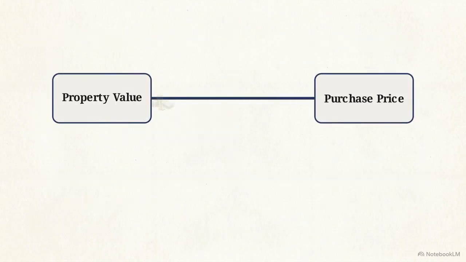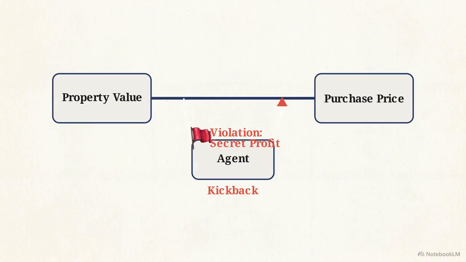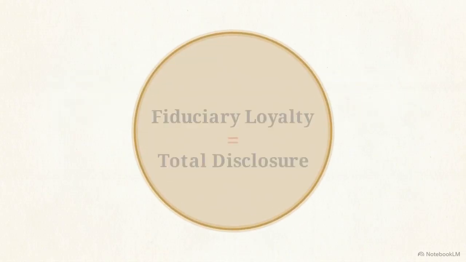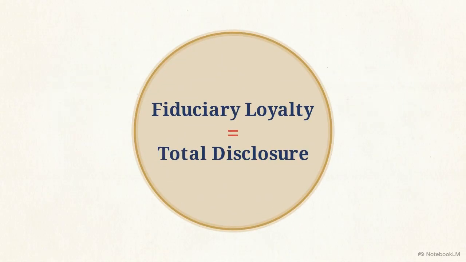Agents must disclose every dollar earned. Earning undisclosed compensation, like a hidden kickback, is a secret profit. You cannot buy a client's listing and resell it higher without disclosing your intent to profit. Hiding any gain violates your fiduciary duty of loyalty.